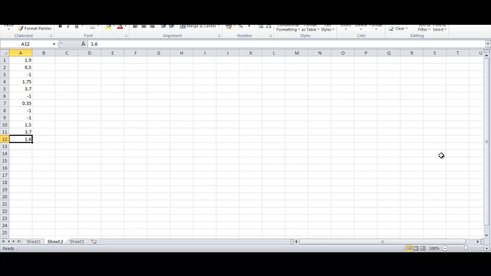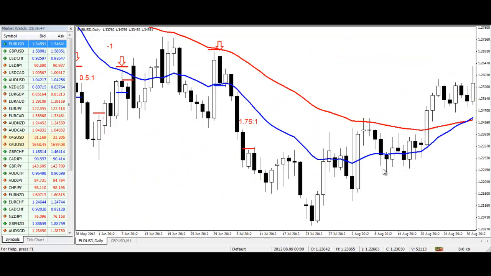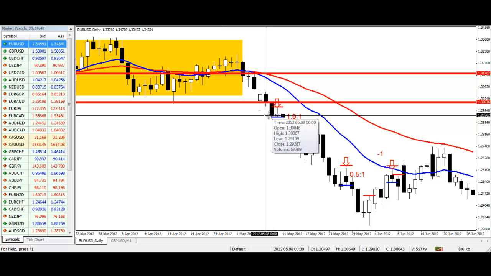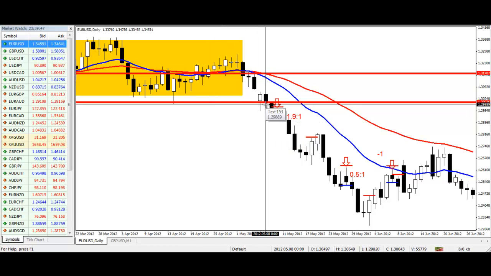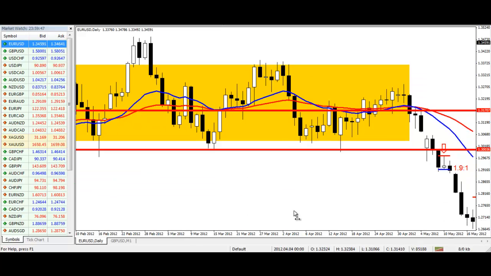Now, 12 trades over, what was it, a year? Let's have a quick look. January. So it wasn't quite a year. Roughly speaking, looking at this, it was about 9 or 10 months. But of course, we couldn't trade too much through here because the market was moving sideways.